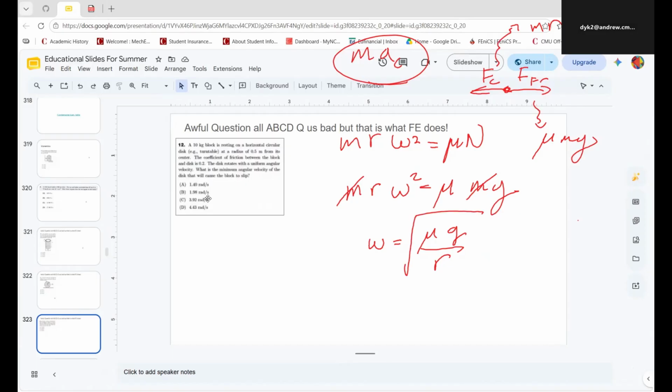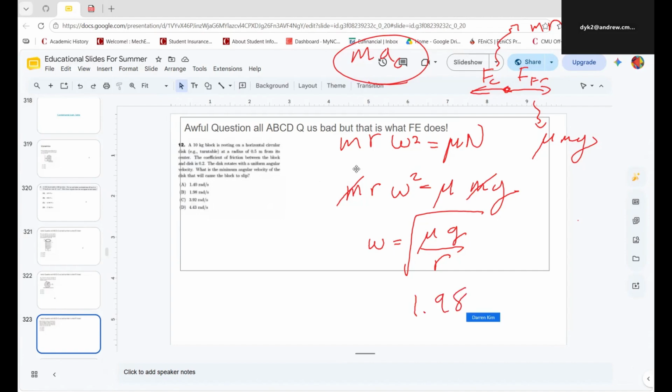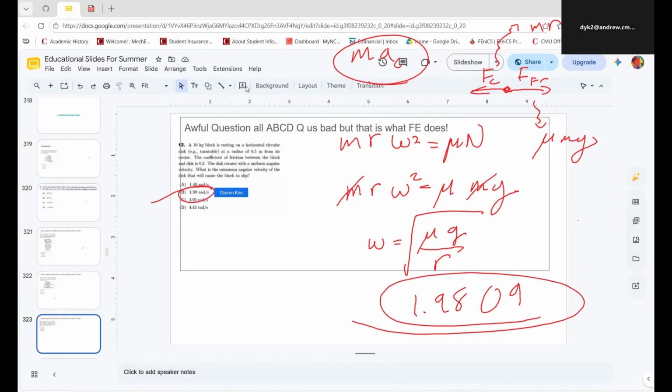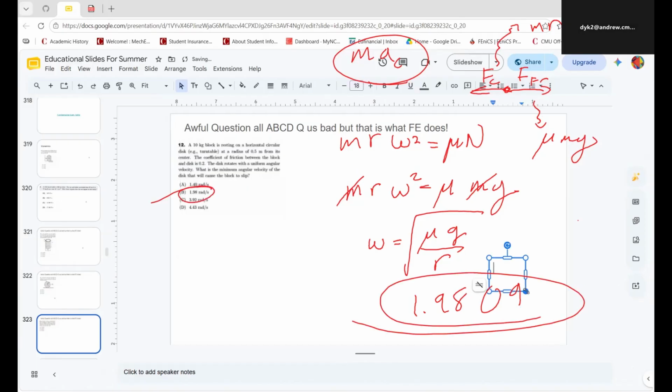So we get our calculator now, square root and division, and we can do mu, which is 0.2, multiplied by g, which is 9.81, and then divide by r. R is what? 0.5. So in total, we get 1.9809, which is B. We get the indication that this is actually just B. With that said, we can move on.